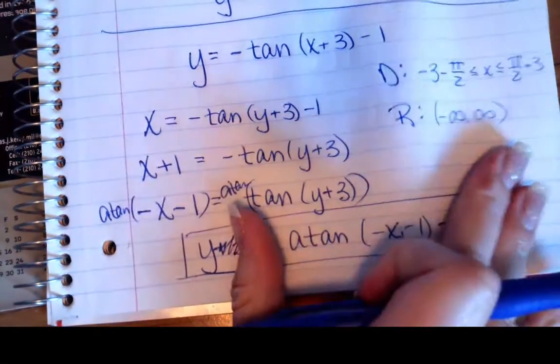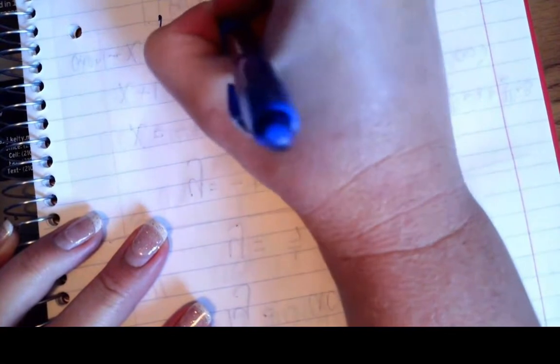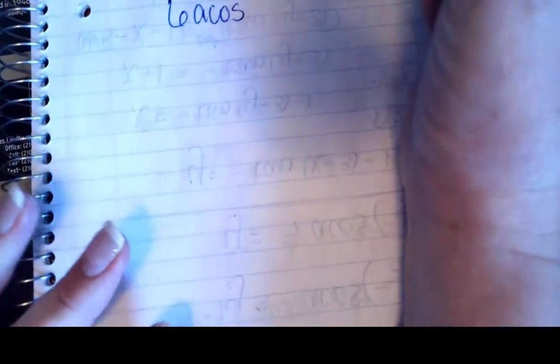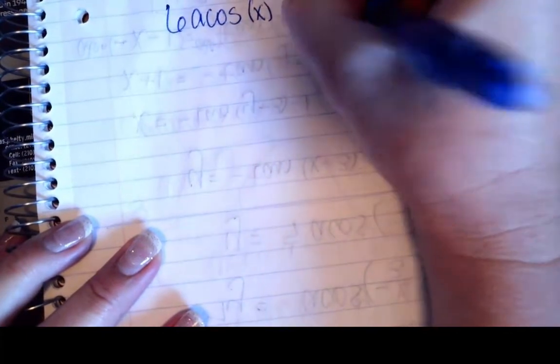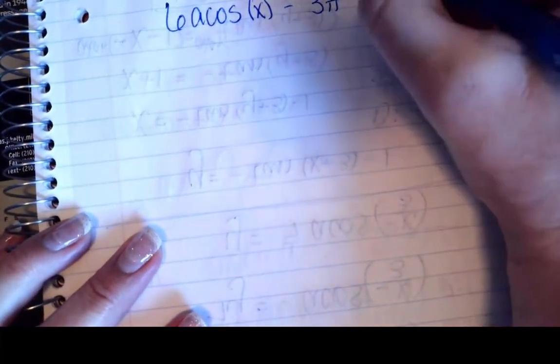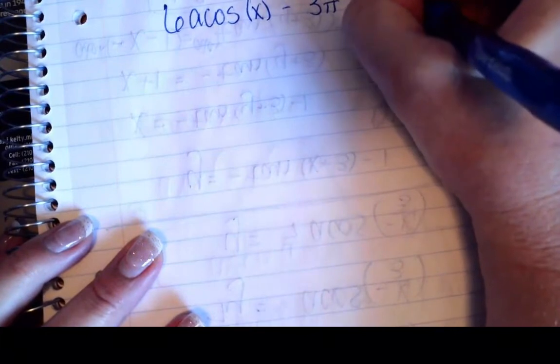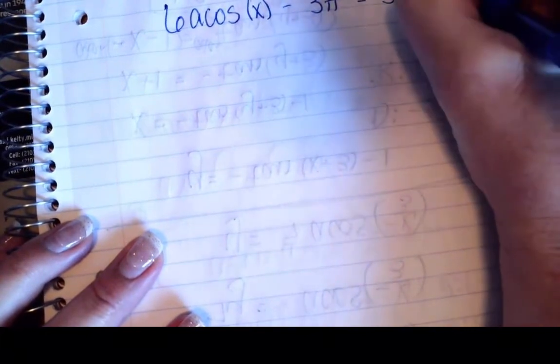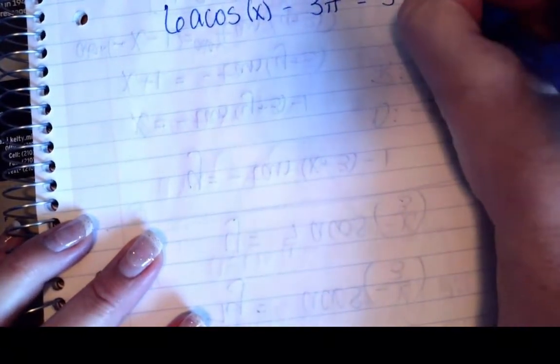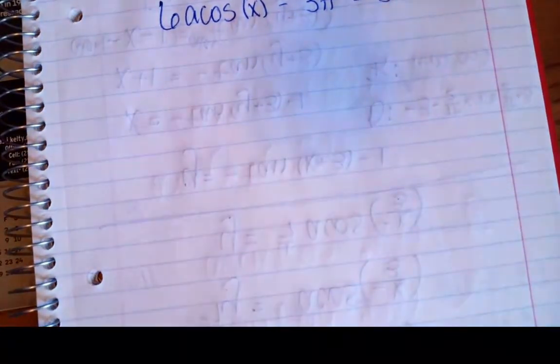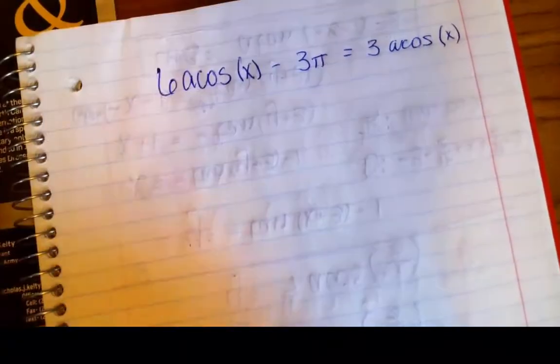So let's do one more. And what we have is 6 times the arc cosine of x minus 3 pi is going to equal 3 times the arc cosine of x. And I want to solve this thing. Okay, so here I go.